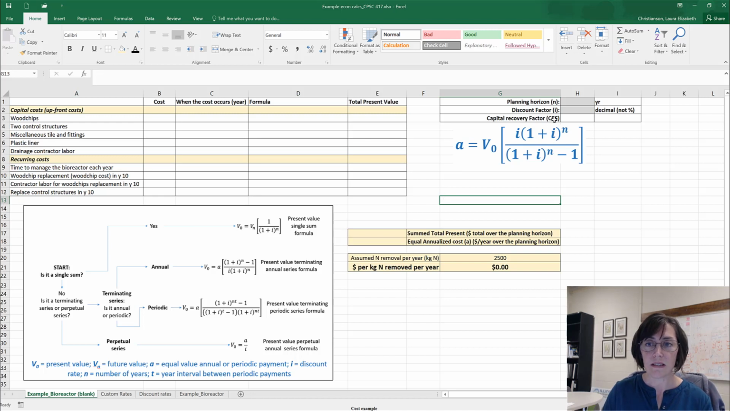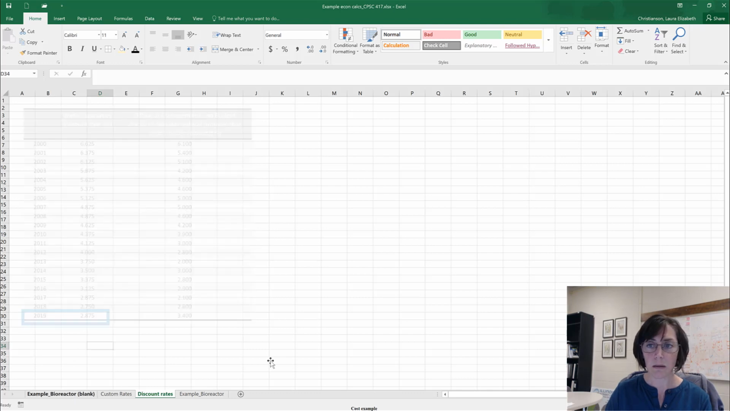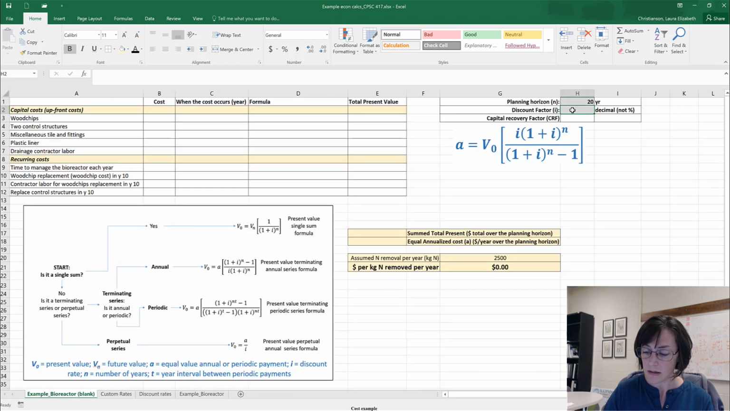So one of the first things I'll do is decide my planning horizon. I'm interested to think about the costs involved in bioreactors over a 20-year period. I also need to know my discount factor up front. So my discount rate, we talked about in the lesson, for 2019, for water resources projects, is 2.875%. So I can plug that into my spreadsheet early on, 0.02875, because I want this as a decimal, not as a percent. I'll calculate my capital recovery factor in a minute.